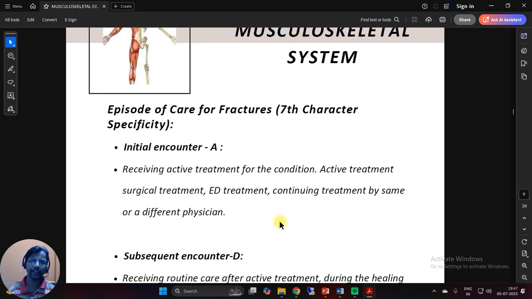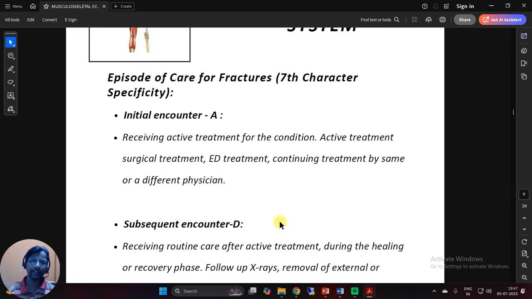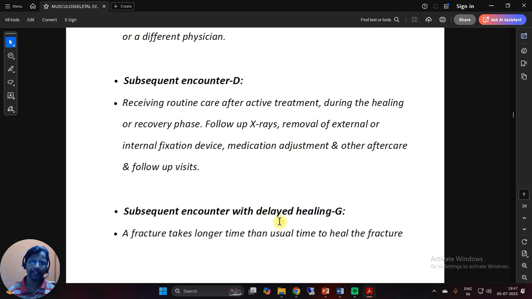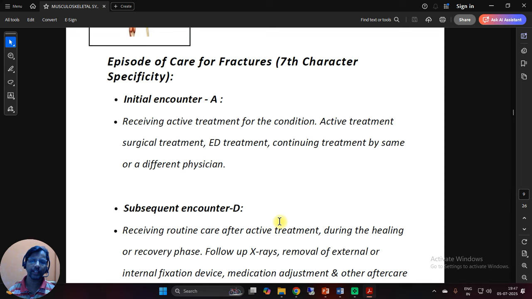Next one is episode of care for fractures, seventh character specificity. Okay. So we have A, D, G like that. We are going to see them one by one. Initial encounter, A: receiving active treatment for the condition.